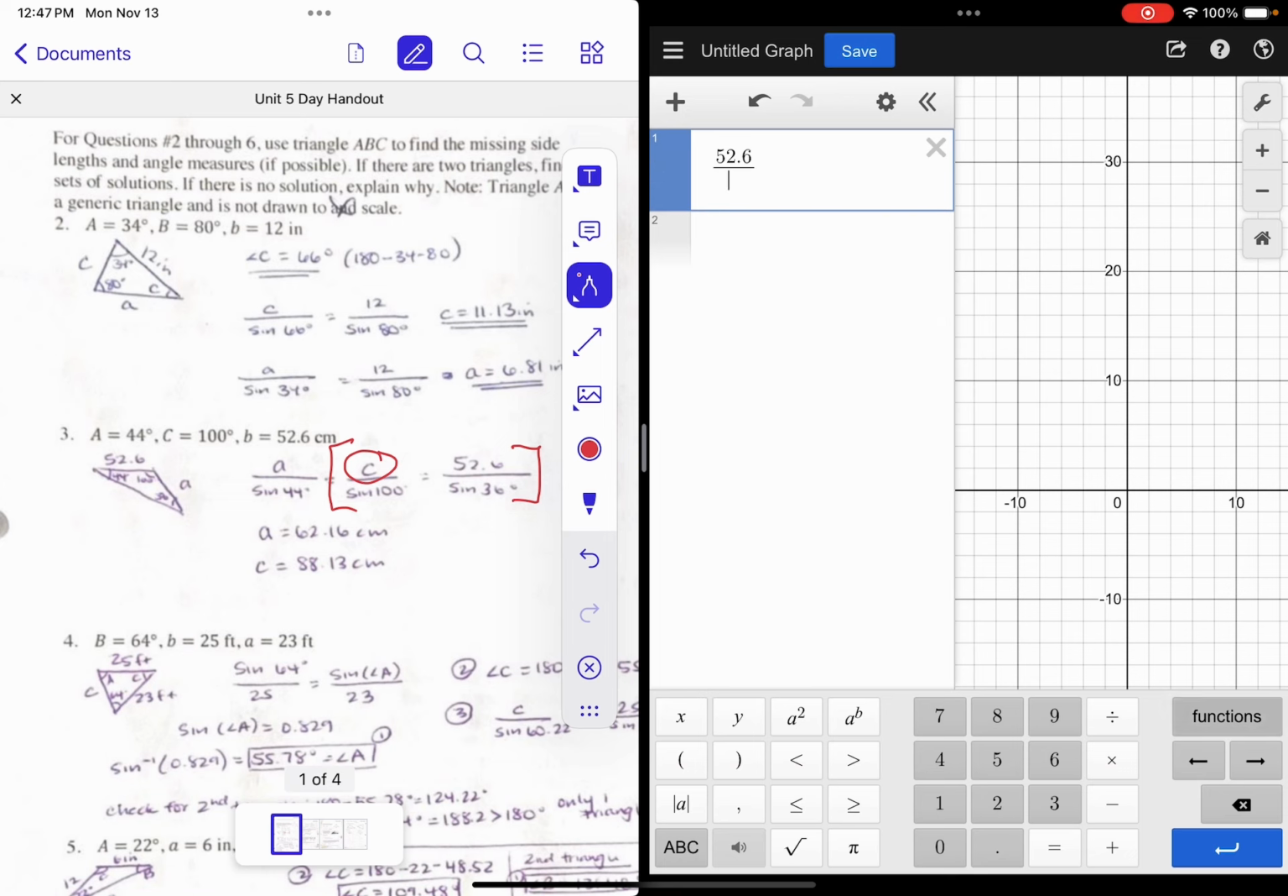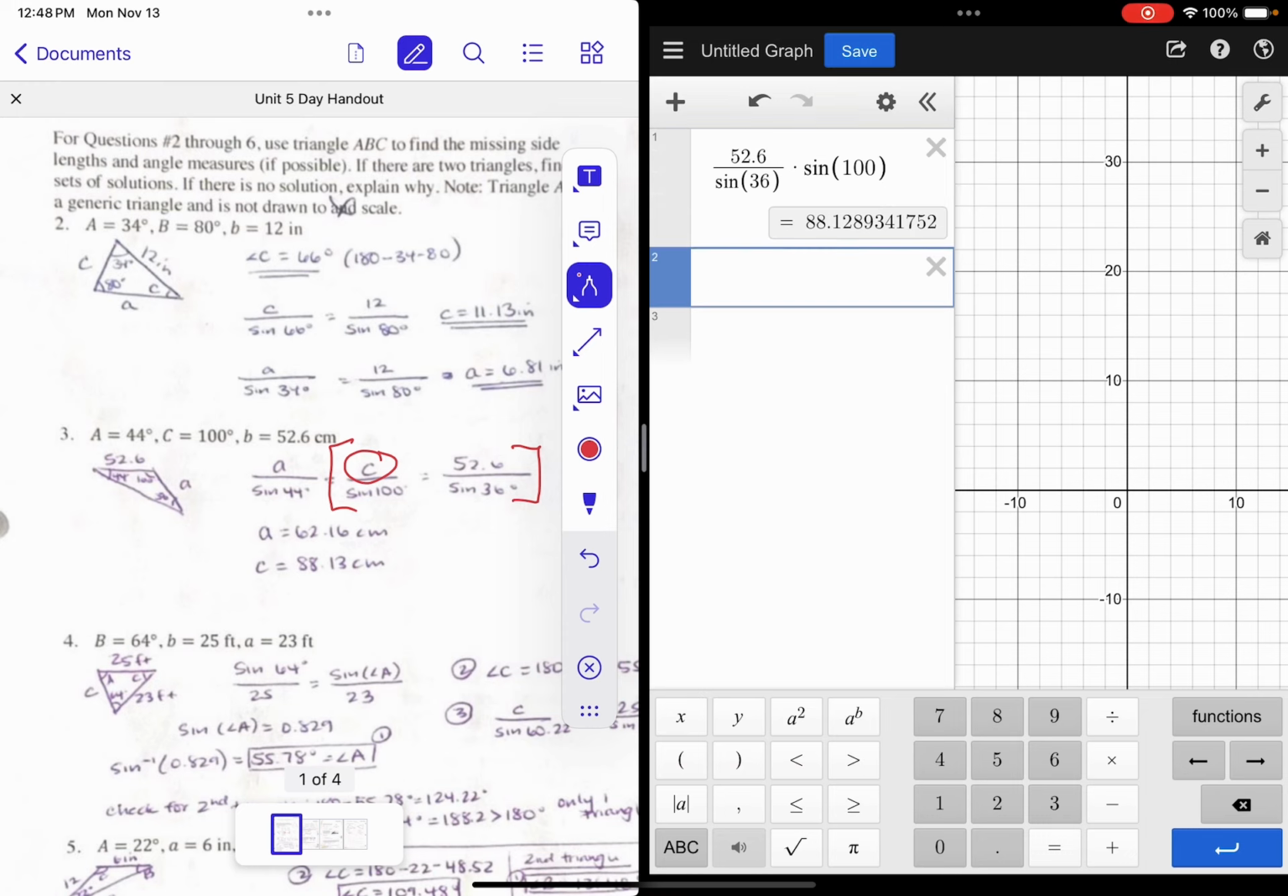And so to get that C value, I would do 52.6 divided by sine of my angle, 36 degrees. And then I'm going to multiply all of that times sine of 100. And you'll notice it comes out to 88.12, which is the value we have down there for C.